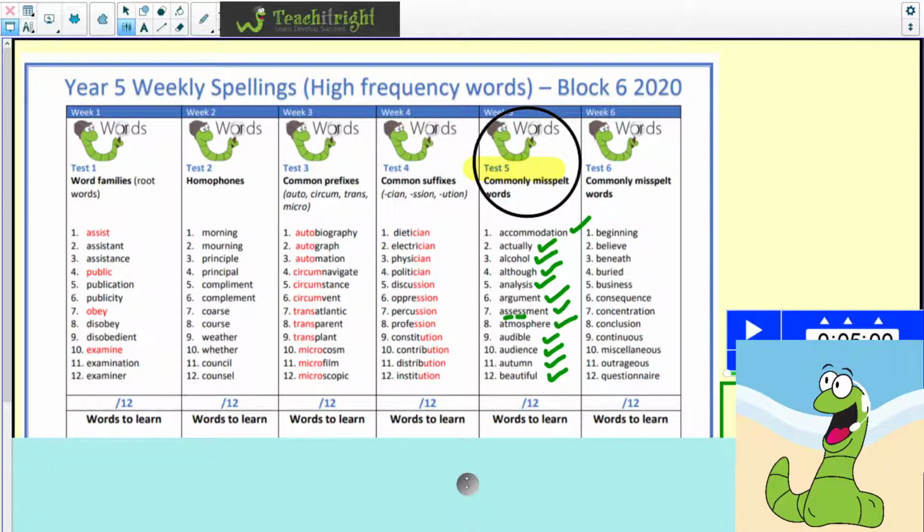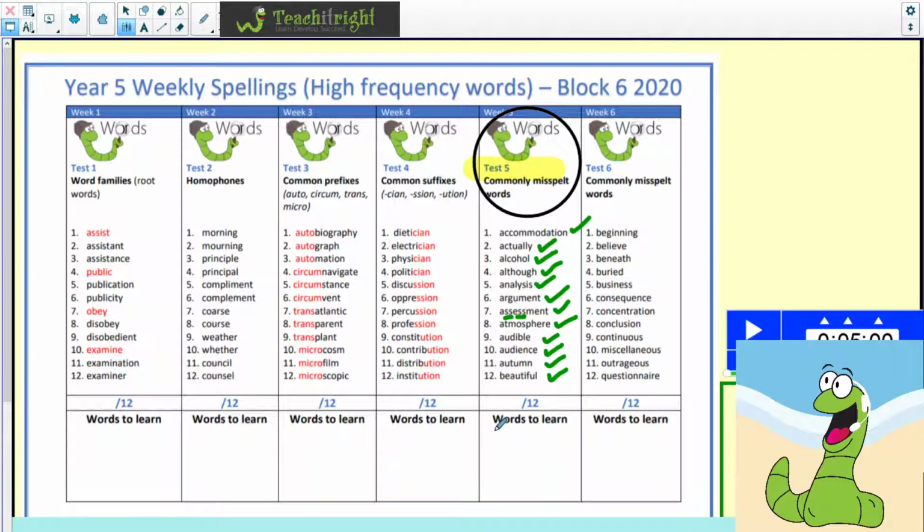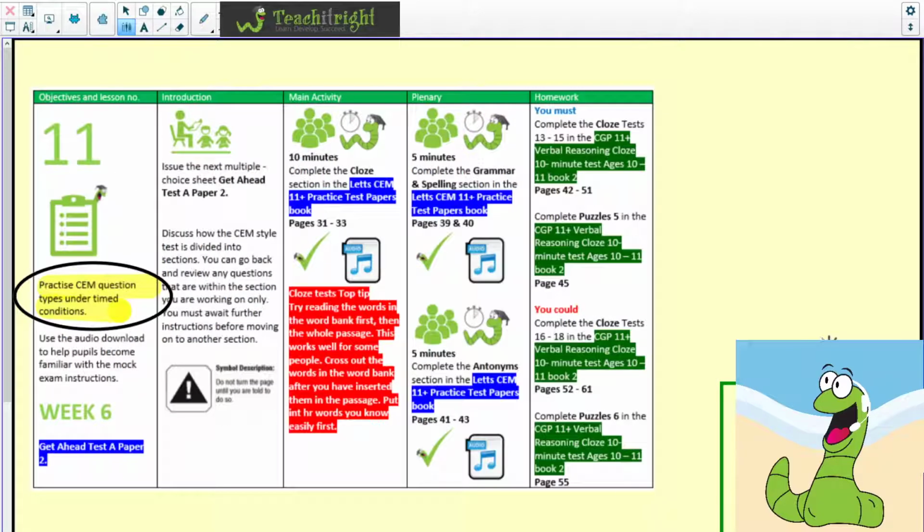Well done if you managed to get them all right this week. Again, if you didn't, then please jot them down under words to learn and stick them in your word and meaning book as well if you weren't quite sure of any of the definitions. Well done.